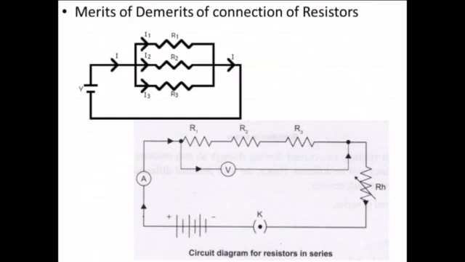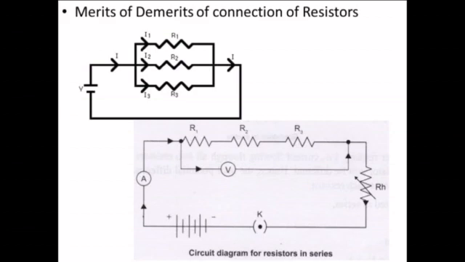Next topic is merits and demerits of series and parallel connection of resistors. The total resistance of the circuit increases by connecting the resistors in series. Hence, the current decreases. Thus, to control the current in the circuit, series connection of resistors is useful.